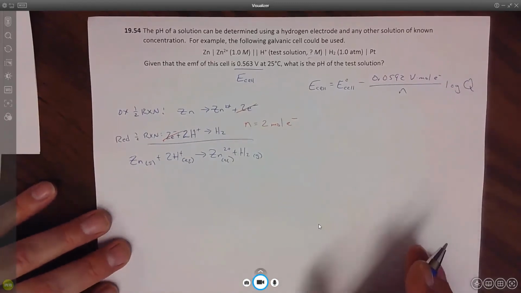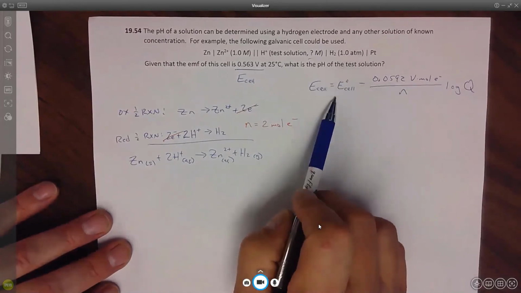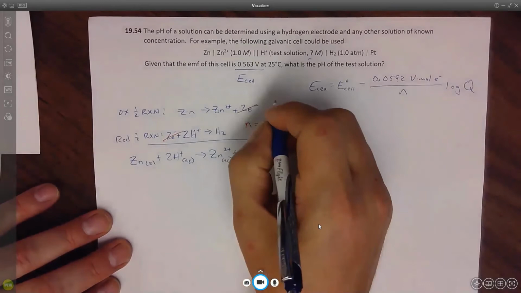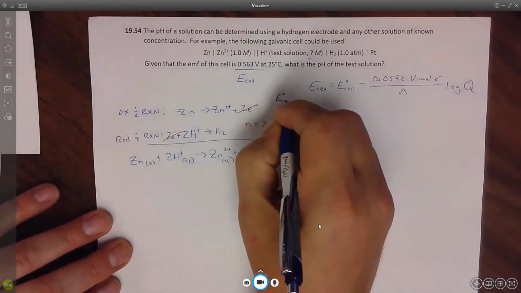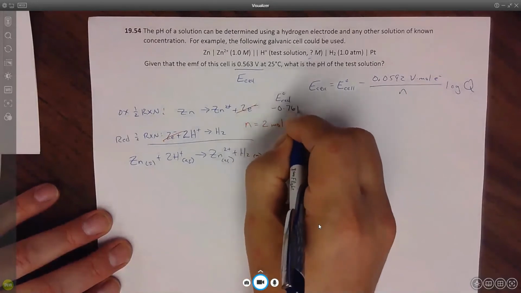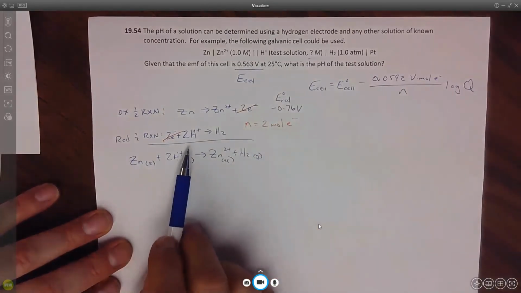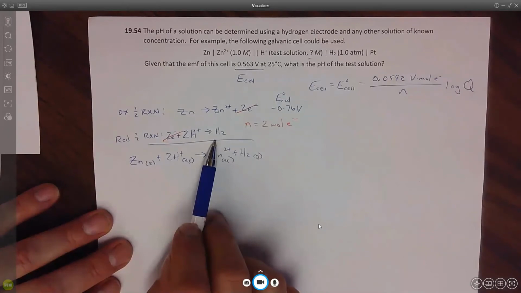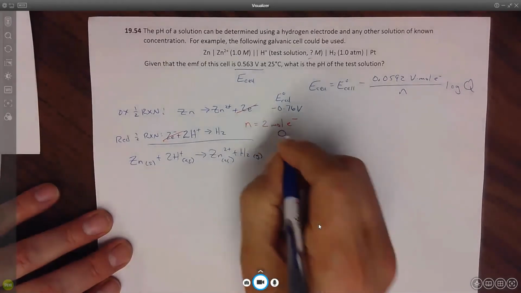So now I'm also going to need the standard cell potential. So I'll look up the reduction potential for zinc. So again, this is going to be the reduction potential for zinc, which is negative 0.76 volts. And I don't need to look this up for hydrogen. I mean, it will be in the table, but I don't need to look it up because everything is based on this reaction, the hydrogen ion going to hydrogen gas or vice versa. And of course, it is just 0.